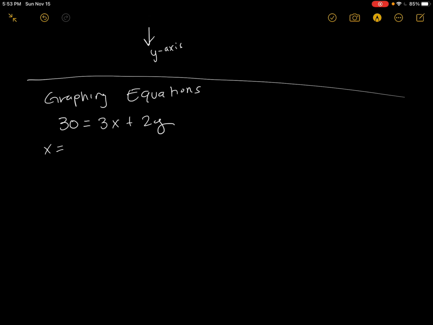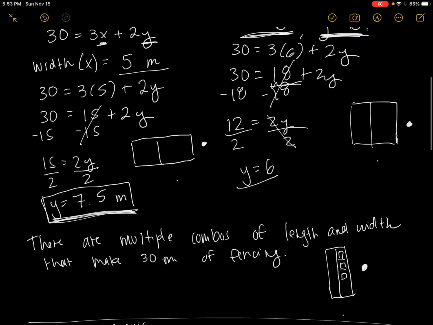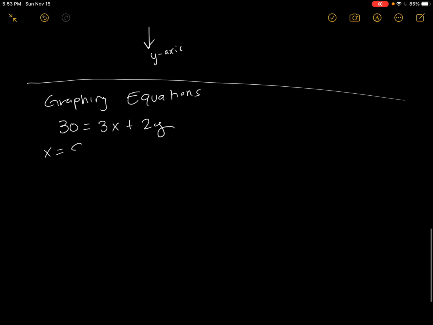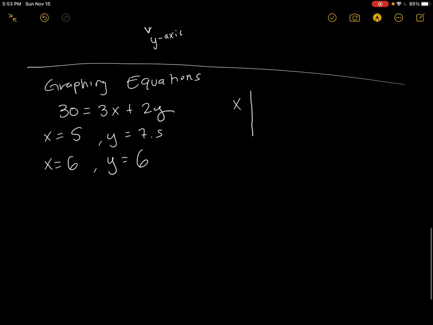It was if x equals, I'll have to go back up, sorry. X equals 5, y is 7.5. And then the next one was x equals 6, y equals 6. So another way you can do this is just make a table. And then what this table tells you is the ordered pairs. These are points.